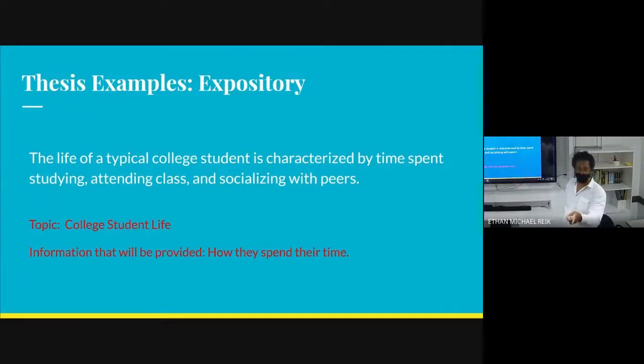Can you read that for me, actually? Would you be able to read? The life of a typical college student is characterized by time spent studying, attending class, and socializing with peers. Okay. Topic: college student life. Yep. Information that will be provided: how they spend their time. Exactly. So that would be it. You can even expand on that a little bit by explaining some of the activities they do. But that's basically your expository.